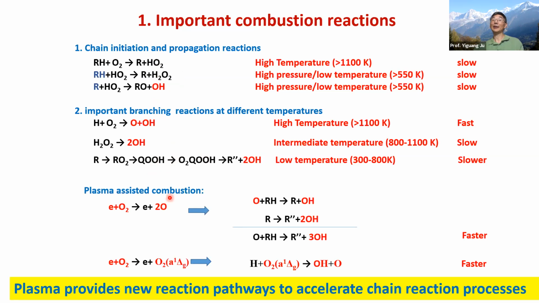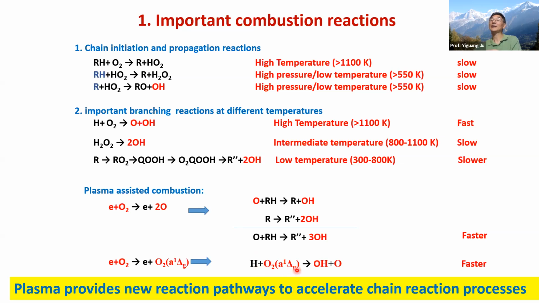For example, in plasma-assisted combustion, the plasma can collide with oxygen and generate atomic oxygen. They can bypass this chain initiation and give you 3 radicals immediately. And then the plasma can also, through electron collision with oxygen, generate O2 singlet. This reaction bypasses this chain branching reaction and can also help you.